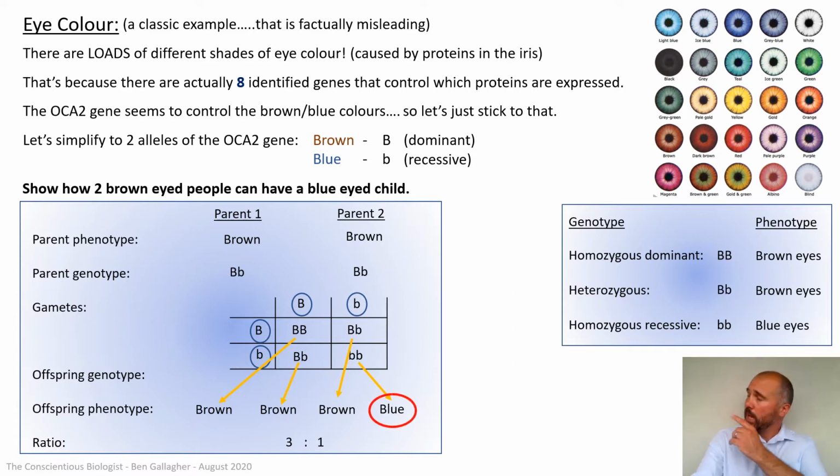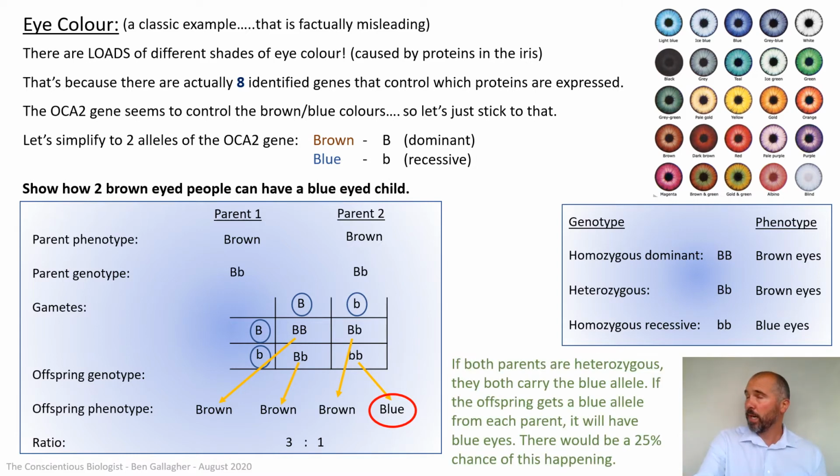Okay, so that blue-eyed child there, produced by those parents, by that mechanism, that proves the question. It shows how the two brown-eyed people can have a blue-eyed child. If you want to explain it in words as well, you could just say this.